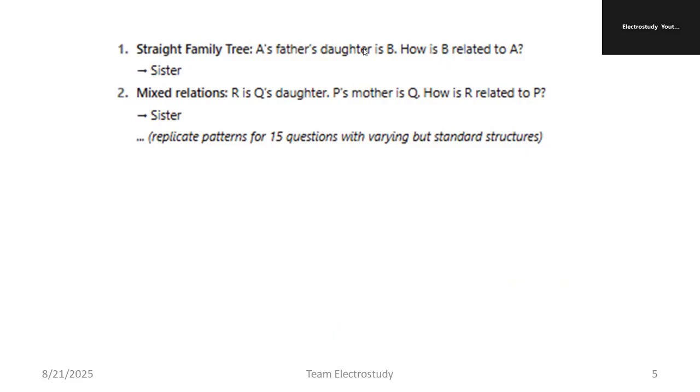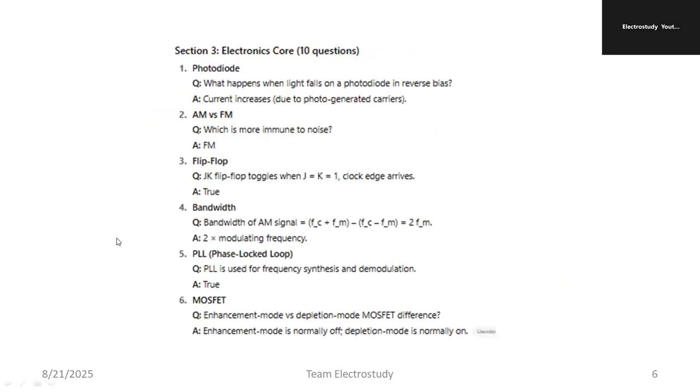So draw and practice. Just draw and practice. If you draw, then you will come to know it is a sister. You should have some relation list that you have to mention. Mixed relation. R is Q's daughter. P's mother is Q. How is R related to P? It is basically sister. Replicate the pattern for 15 questions by varying some standard structure. So there may be some variation, but however, you can follow this pattern.